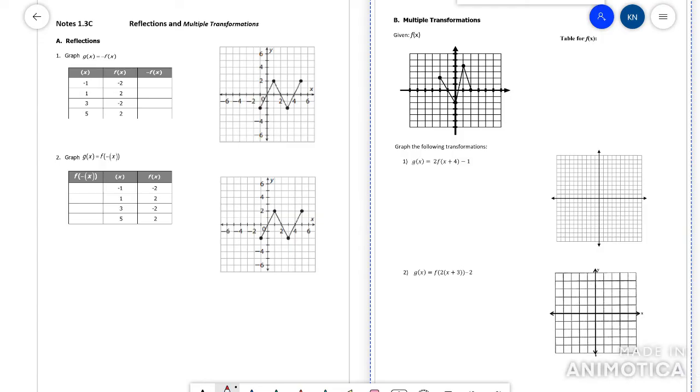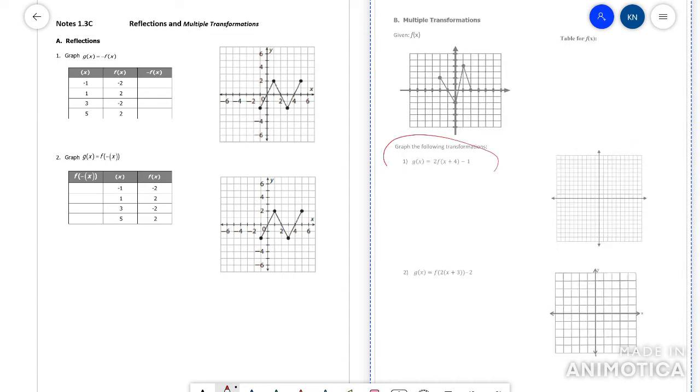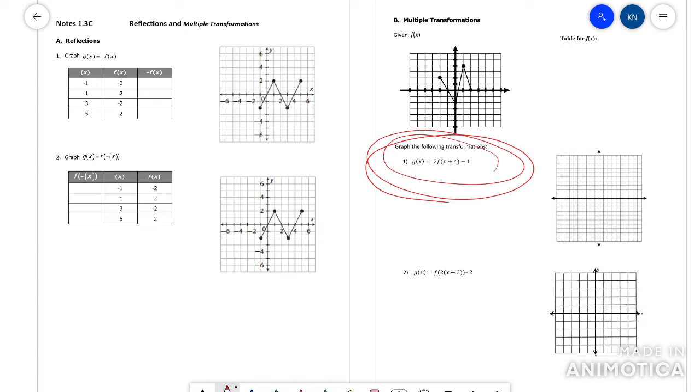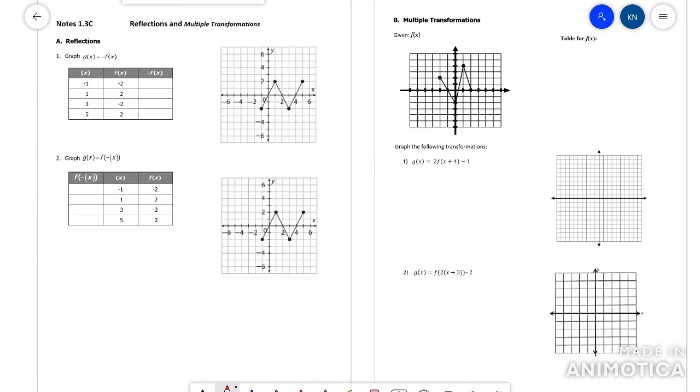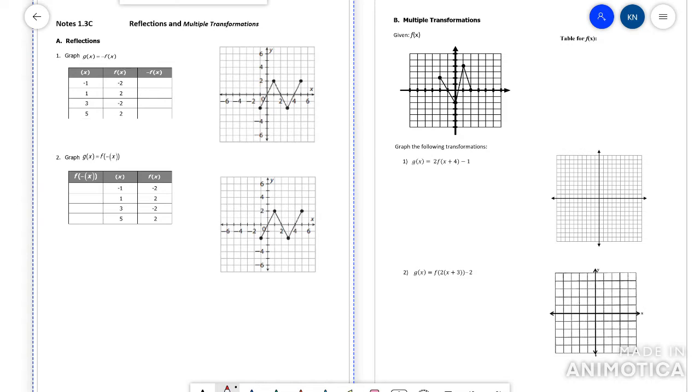All right, this video is going to be part 3 of transformations. We're going to go over reflections first, and then we're going to go over multiple transformations. Like over here, you see there's multiple transformations on this f of x original parent function. So let's cover reflections first.